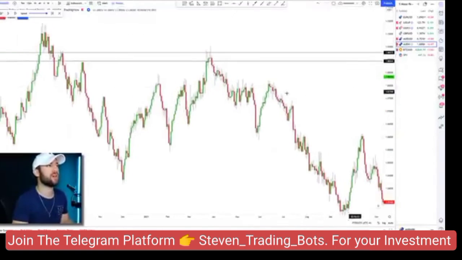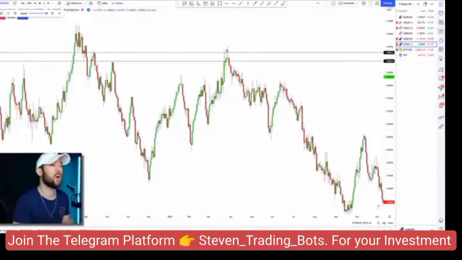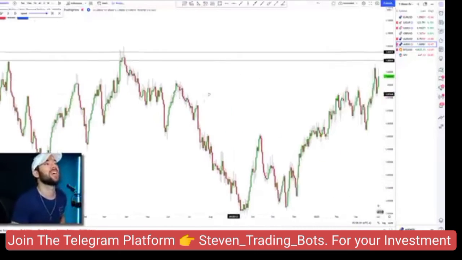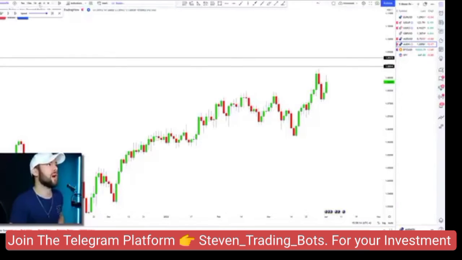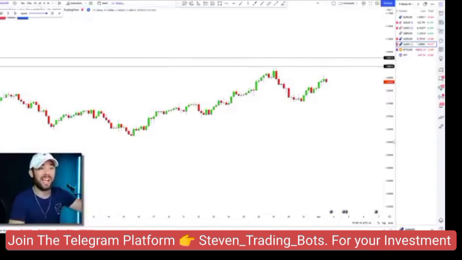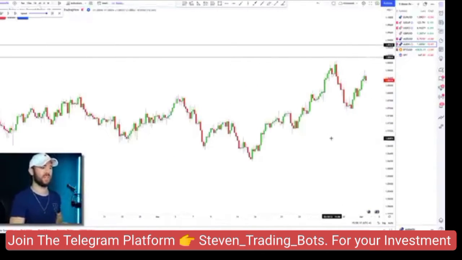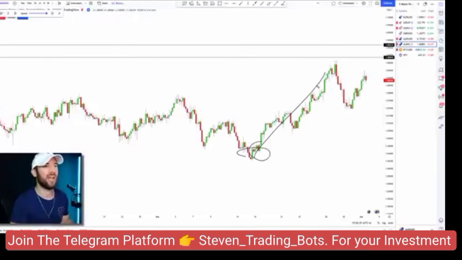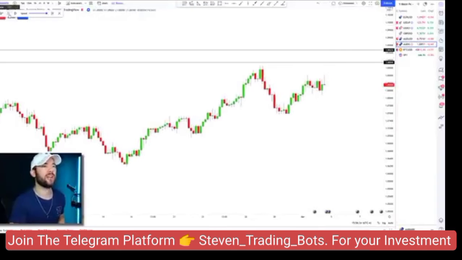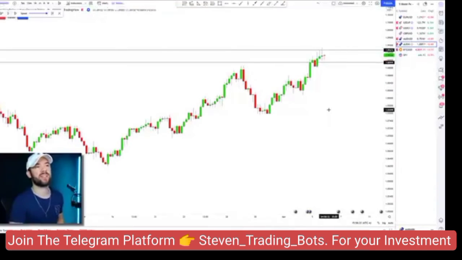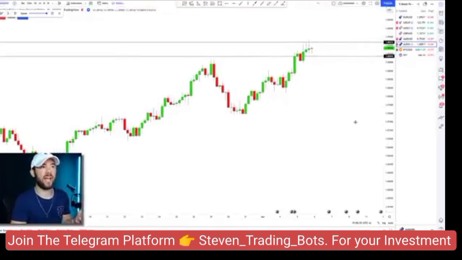By looking up into the left, I found an area of structural resistance on the Aussie New Zealand that's been tested multiple times. And again, I alerted all students of the university that this is an area I would be looking at for possible short trades. So dropping down to a 4-hour chart, I was actually also involved in a trade from here at this point.